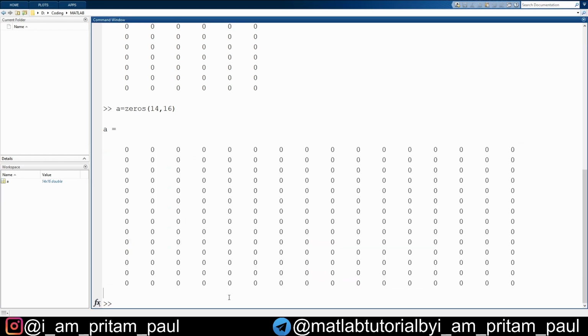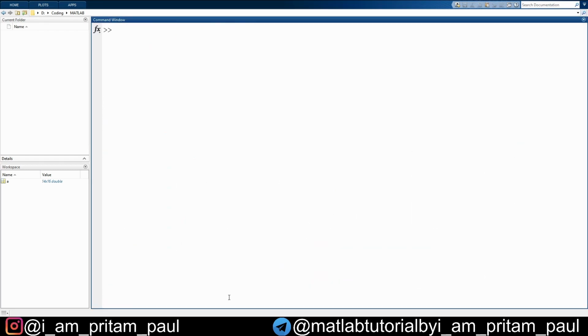Now to clear the screen, I am using CLC, and to clear the workspace, clear all.